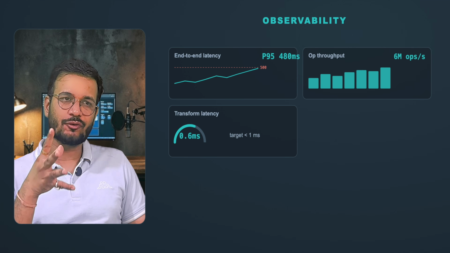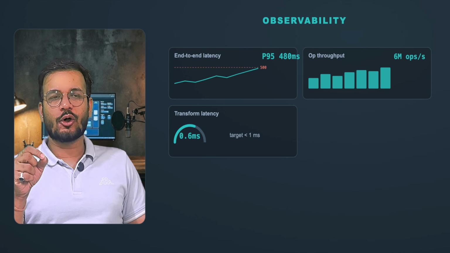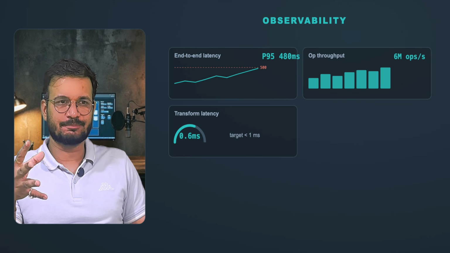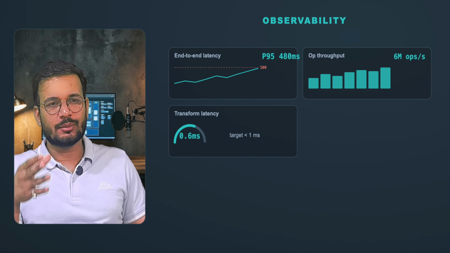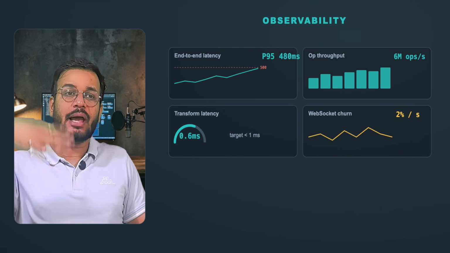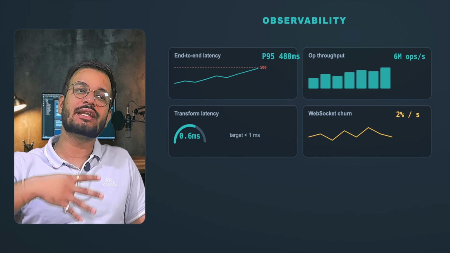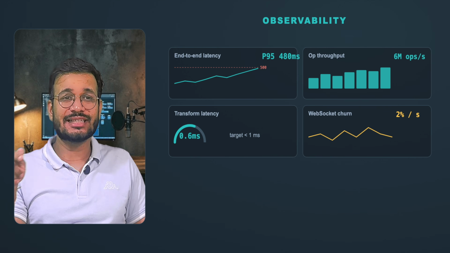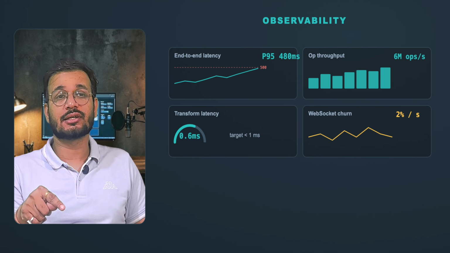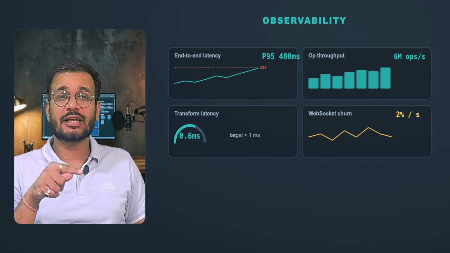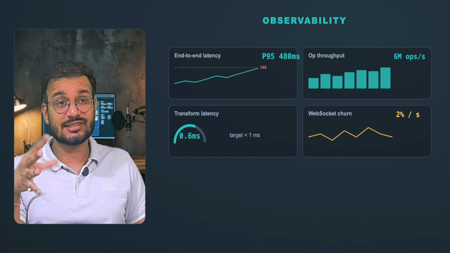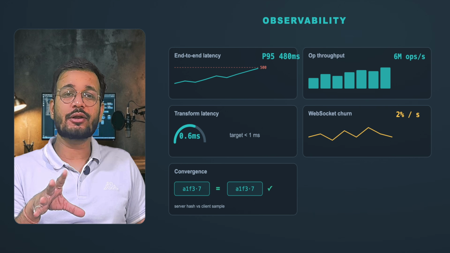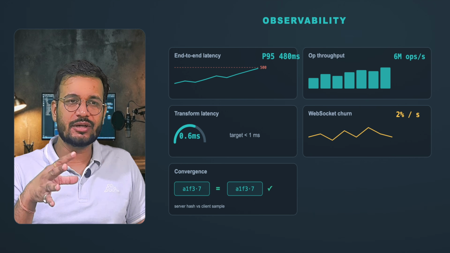Then we have transform latency. It tells how long the OT engine takes to transform an incoming operation. This should be under 1 millisecond. If it spikes, you have a document with very high concurrent operation volume. The WebSocket connection count and churn rate should also be considered. This tells about how many connections are being established and dropped per second. A high churn rate suggests network instability or client bugs causing frequent reconnects.